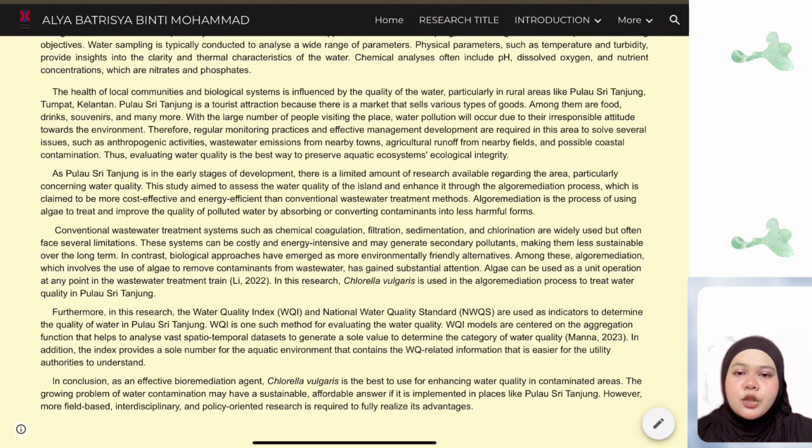In contrast, biological approaches have emerged as more environmentally friendly alternatives. Among these, algoremediation, which involves the use of algae to remove contaminants from wastewater, has gained substantial attention. In this research, Chlorella vulgaris is used in the algoremediation process to treat water quality. Furthermore, the Water Quality Index (WQI) and National Water Quality Standard (NWQS) are used as indicators to determine the quality of water in Pulau Tanjung. WQI is one such method for evaluating the water quality.